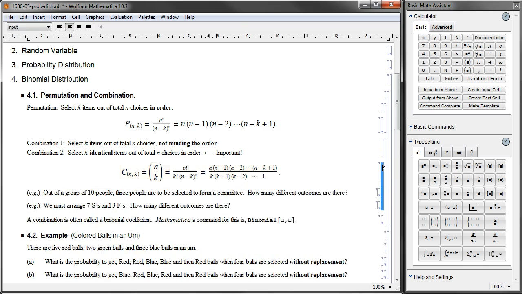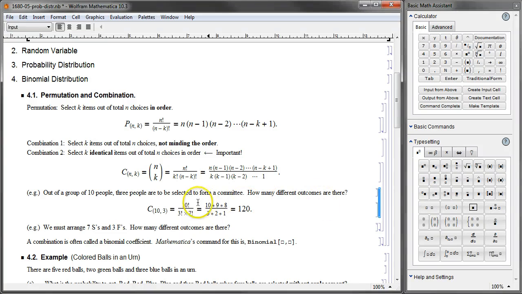Here's an example. Out of a group of 10 people, 3 people are to be selected to form a committee. Not the first, second, and third place, but just a committee, trifecta. How many different outcomes are there? This is going to be a combination because we are not minding an order. So let's do that. 10 factorial over 3 factorial times 10 minus 3, which is 7 factorial. More practical computation, 3 highest numbers multiplied over the first 3 numbers multiplied.